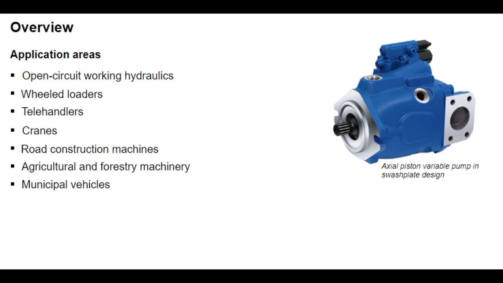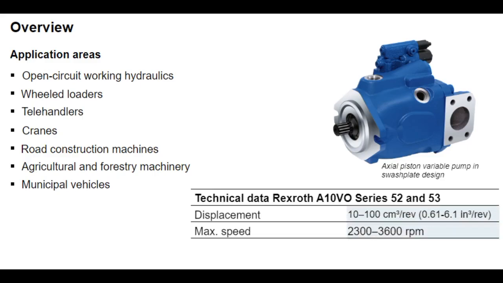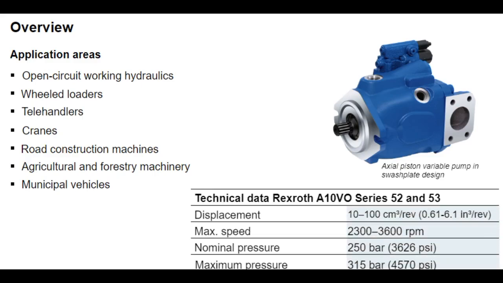The A10VO of the Series 52 and 53 are available in 8 different nominal sizes, from 10 to 100 cubic centimeters per revolution, and an extensive range of control modules. These are the hydraulic pressure and flow control, the electro-hydraulic pressure control, power control, and the electro-proportional swivel angle control. The pump works according to the nominal size in a maximum speed range from 2,300 until 3,600 revolutions per minute at a nominal pressure of 250 bar, or in a short period with high pressure of 315 bar.